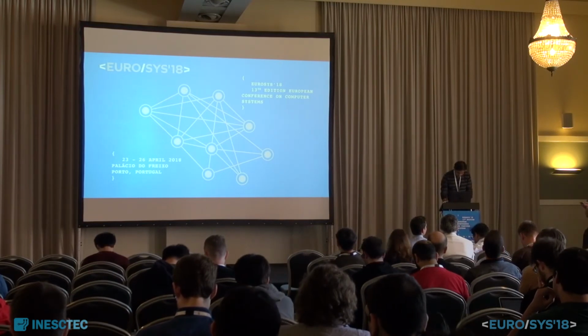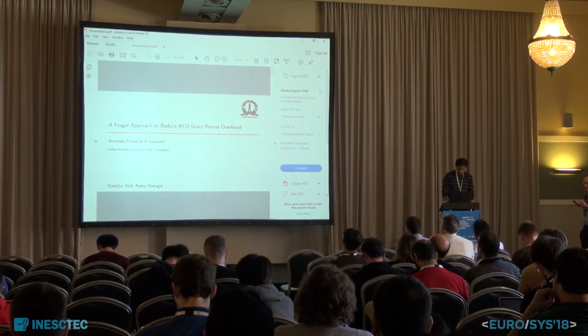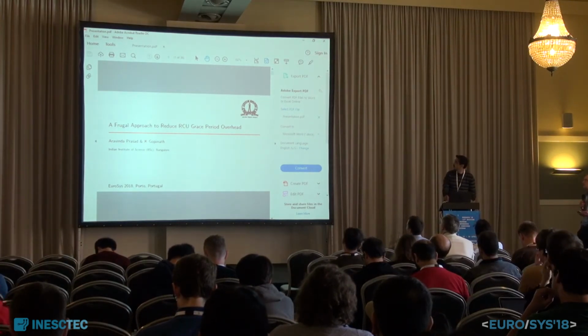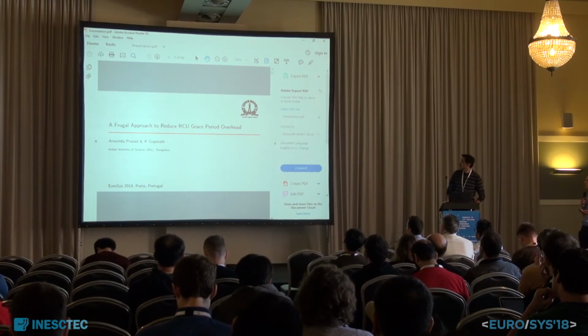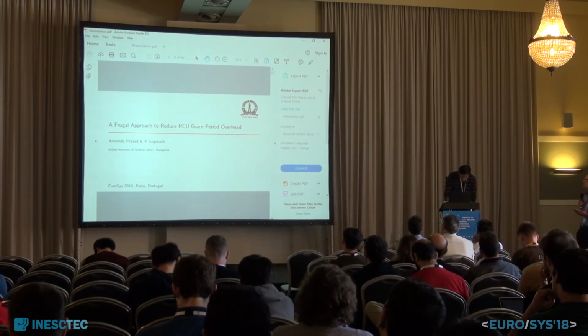So the next talk is going to be given by Aravinda Prasad, who's a PhD student at the Indian Institute of Science in Bangalore, and he's going to talk about how to make the read copy update synchronization primitive more efficient.